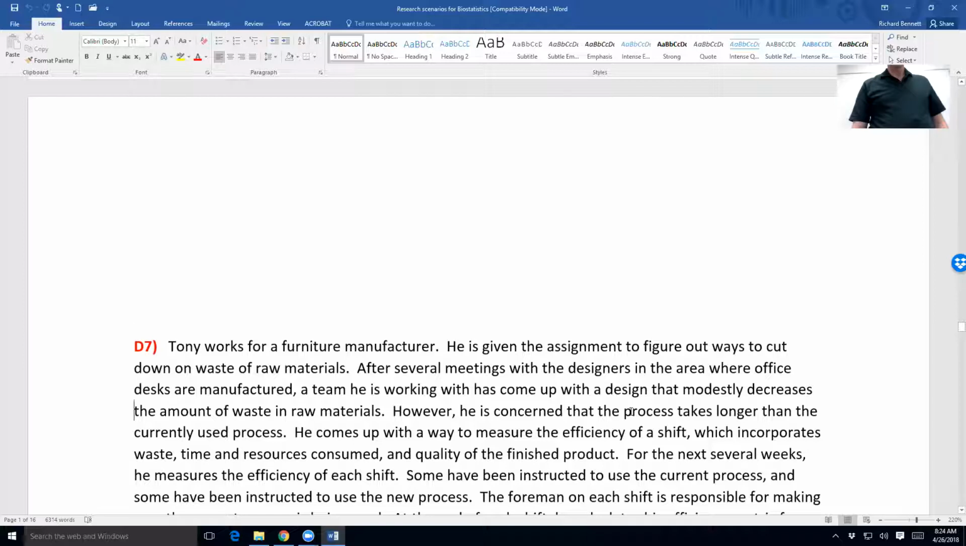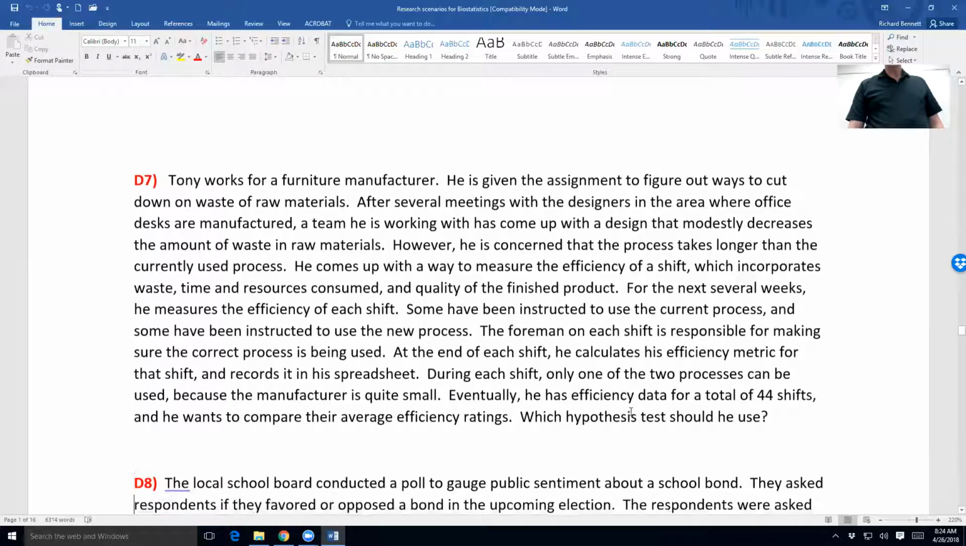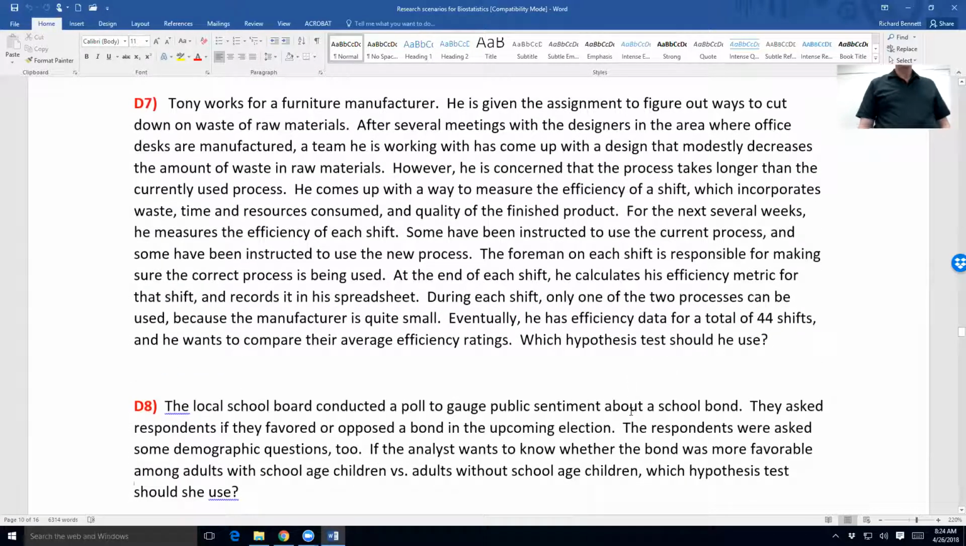Tony works for a furniture manufacturer. He's been given an assignment to figure out ways to cut down on waste of raw materials. After several weeks, the desk manufacturer's team comes up with a design that modestly decreases the amount of waste. However, he is concerned the process takes longer than is currently used. He comes up with a way to measure the efficiency of the shift, which incorporates waste, time, and resources.